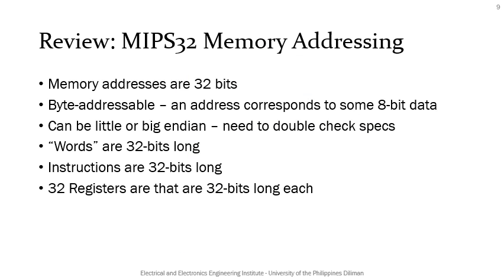Just a quick recap: memory addresses in MIPS are 32 bits long. MIPS is a byte addressable architecture, meaning each address corresponds or points to some 8-bit data in memory. MIPS can be little or big endian, and one needs to check if the MIPS you are working on is little or big endian. Instructions are 32 bits long, and again, there are 32 32-bit registers.